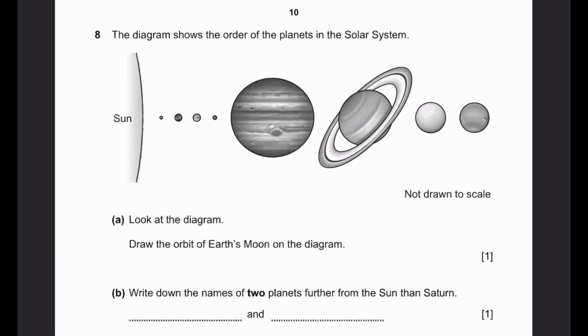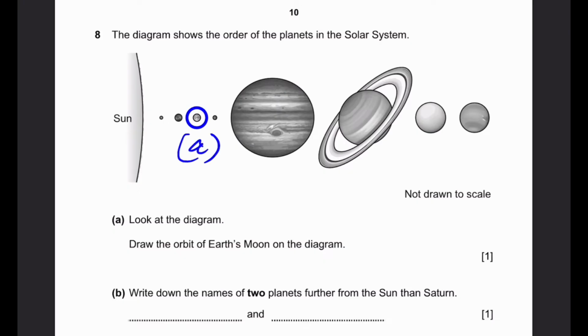Question 8. The diagram shows the order of the planets in the solar system. A. Look at the diagram. Draw the orbit of Earth's moon on the diagram. We can see that Earth is the 3rd planet, which is 1, 2, 3. This is Earth. And the orbit of the moon is going to be around the Earth, just like this. That's the answer for part A.